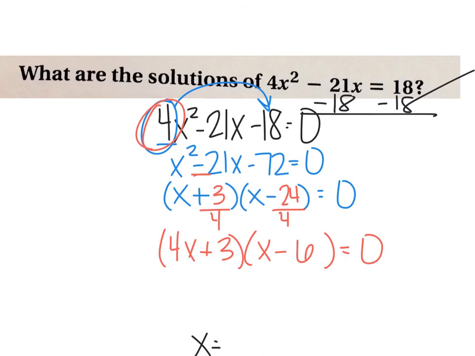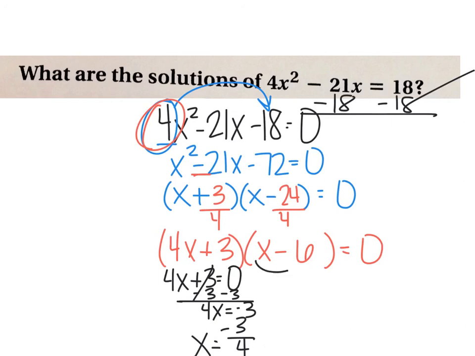Now, if you don't believe me and you want me to prove it, I will. If I set this equal to 0 and solve, I get 4x equals negative 3. And if I divide both sides by 4, I get negative 3 over 4. And then over here, the only way to make that 0 is if I had a positive 6. So positive 6 or negative 3/4.